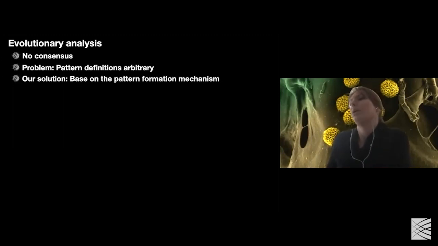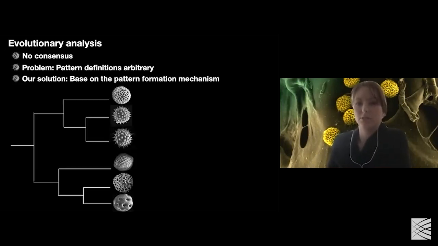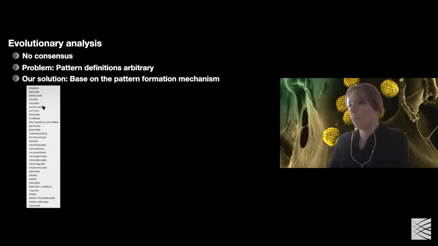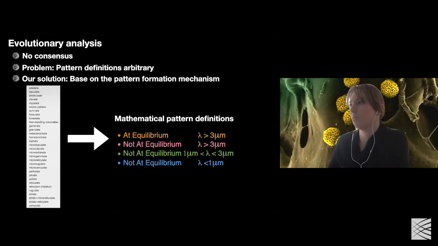So we argue that you could base your trait analysis on this pattern formation mechanism to say, okay, this pattern is similar to this one because it has similar L0 values or U values or something like that. These are all those terms that currently don't mean a lot mathematically, and if you turn them into some sort of pattern definition based on whether or not they're at equilibrium or what their wavelength is, you might be able to find answers as to why or how certain patterns evolved from other ones.